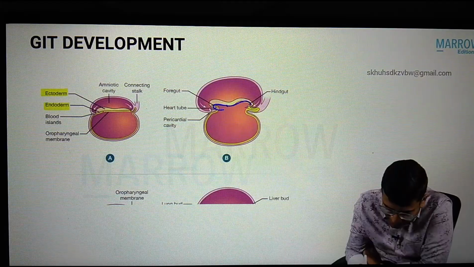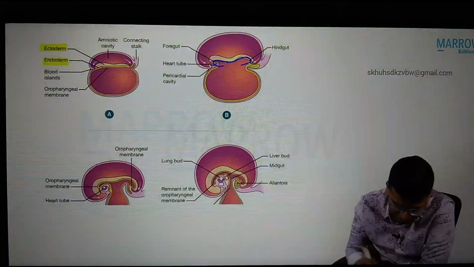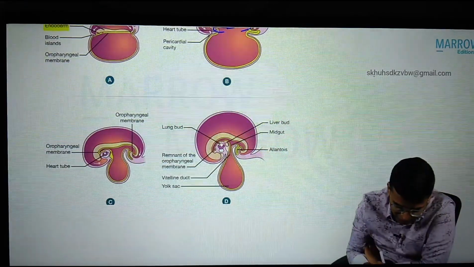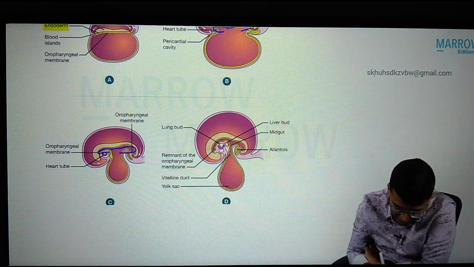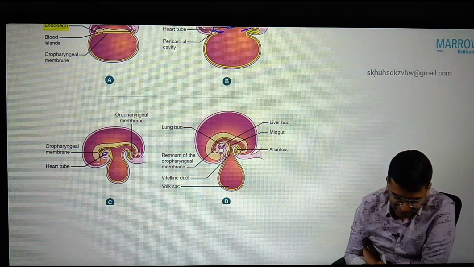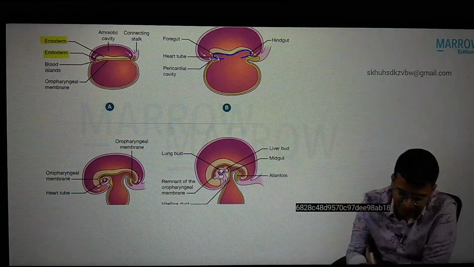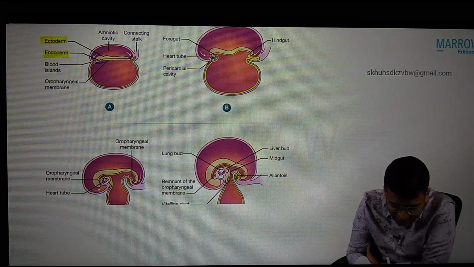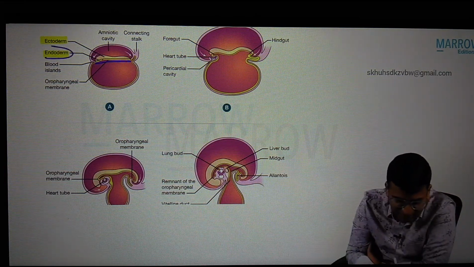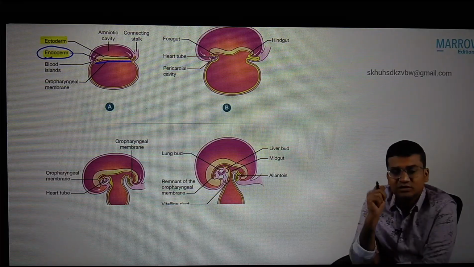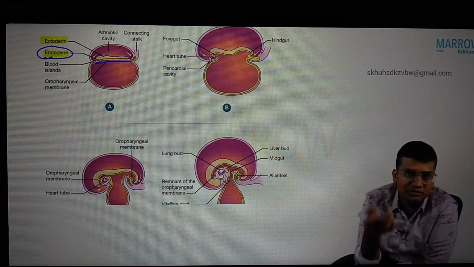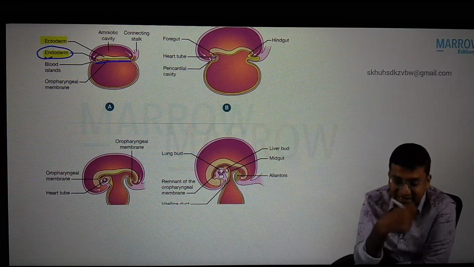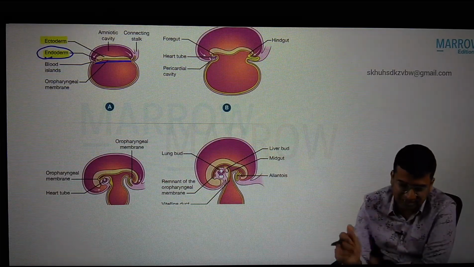Can you see this tube? Yes. That tube is called the gut tube. So due to the folding of the embryo, one tube is formed, and that tube is our gut tube. Now where is the gut tube coming from? That is the question. The gut tube is coming from this layer. What is this yellow color? It is nothing but our endoderm. So the epithelium of the gut tube is coming from endoderm. The inner layer will fold and form a gut tube.